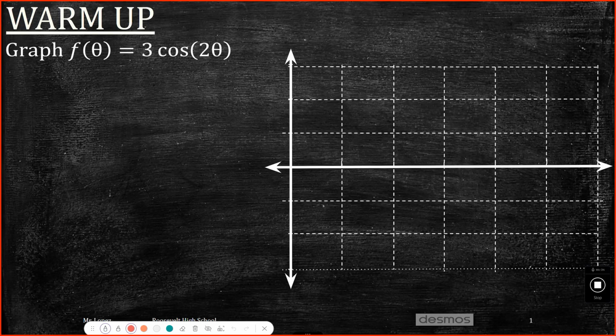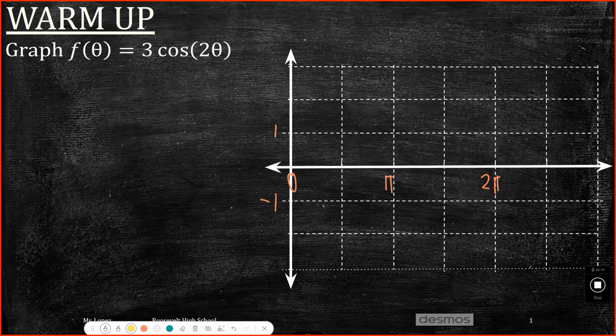All right, the warm up is kind of like a problem from the homework. It's not specifying how much. It should say from 0 to 2 pi. So graph it from 0 to 2 pi. 0, pi, 2 pi, -1, 1. Okay.